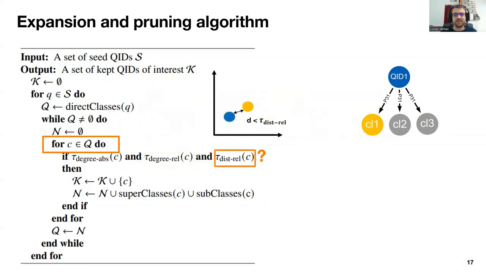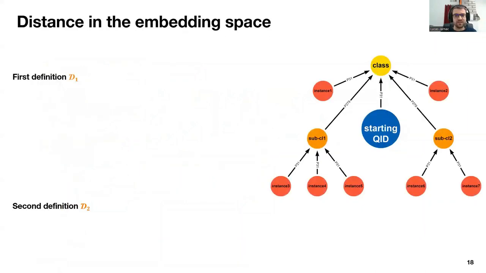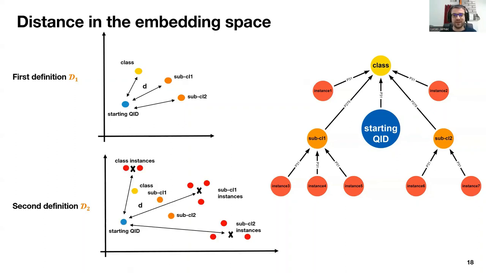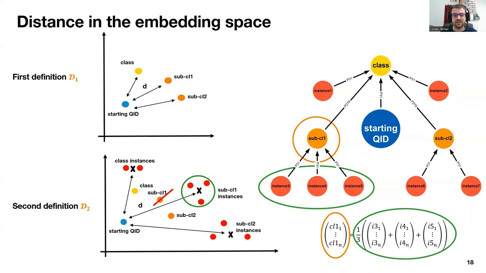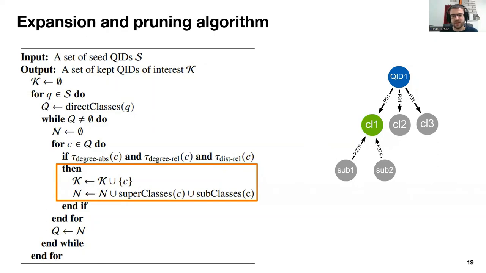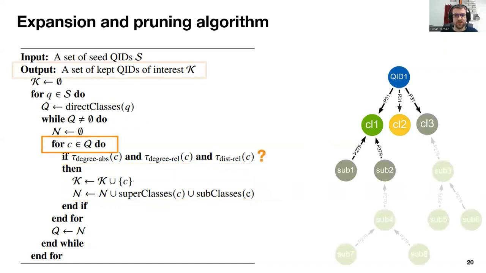Then, we check the relative distance threshold, which is based on the mean of the distances between the direct classes and QID in the embedding space, which allows us to check if the class moves away or not in the embedding space. For the distance threshold, we use two different definitions. With the first definition, the distance between a class and the starting QID is a Euclidean distance between their embeddings. And with the second definition, the distance between a class and the starting QID is a Euclidean distance between the centroids of the embeddings of their respective instances. Then, if the class respects these three different thresholds, its subclasses are retrieved, else we prune this class. Then we continue the exploration, and so on.